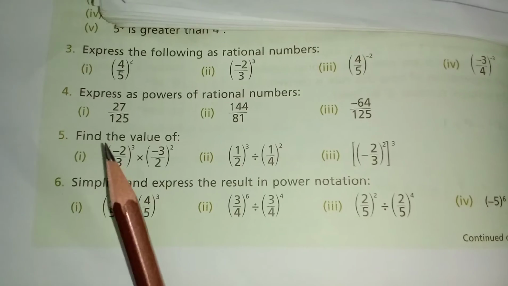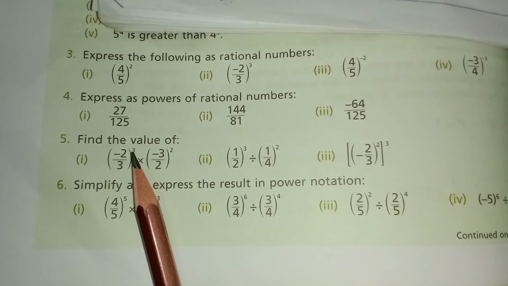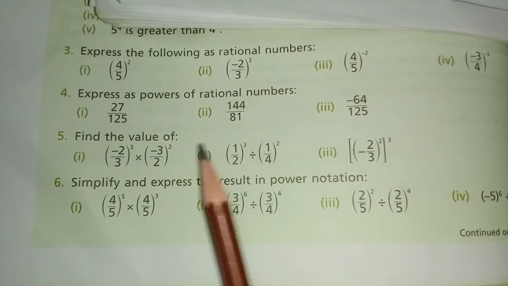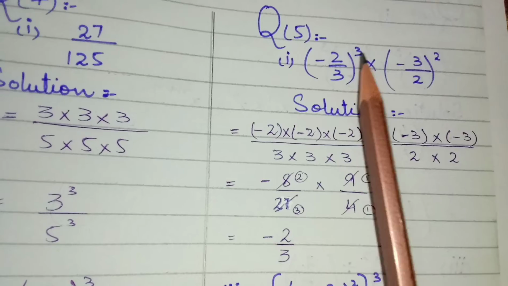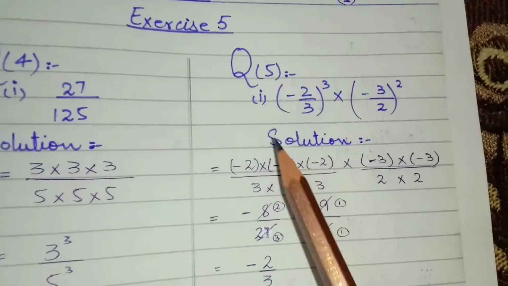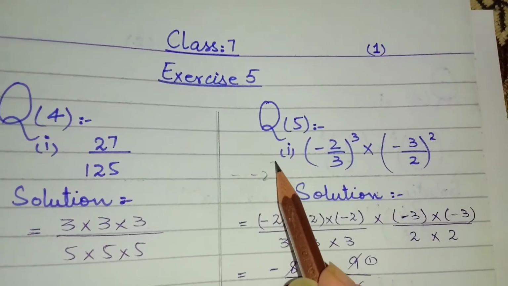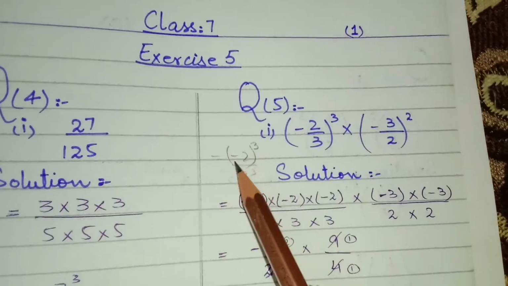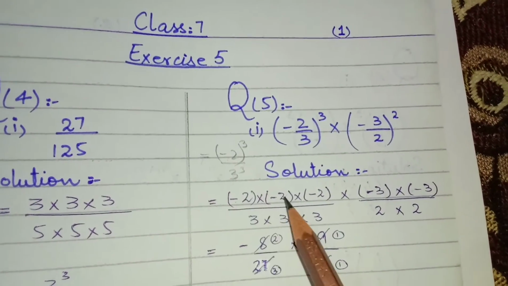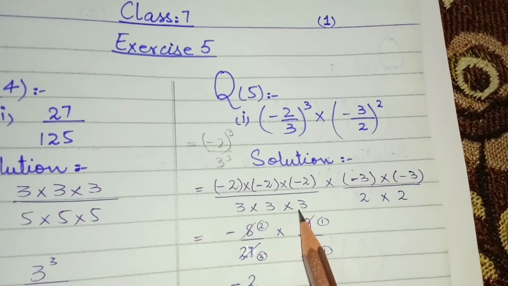Question number 5 is, find the value of the different parts. The first part is minus 2 over 3 whole power cube multiplied by minus 3 over 2 whole power square. So minus 2 over 3 whole power cube can be written as minus 2 power 3 over 3 power 3. So minus 2 power 3 means minus 2 multiplied by minus 2 multiplied by minus 2, and 3 power 3 means 3 multiplied by 3 multiplied by 3.